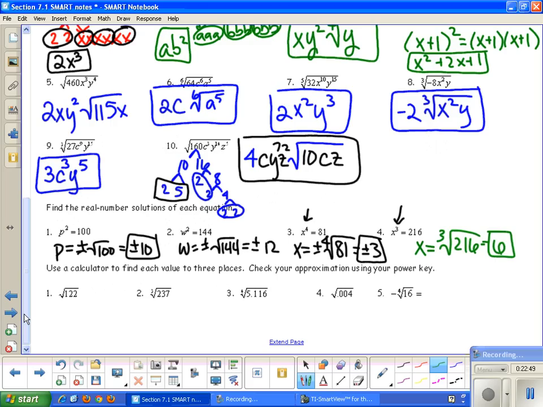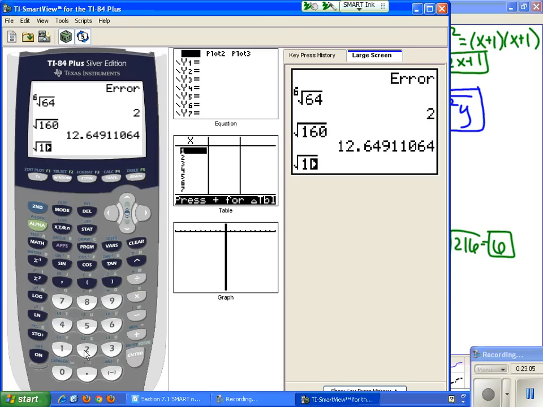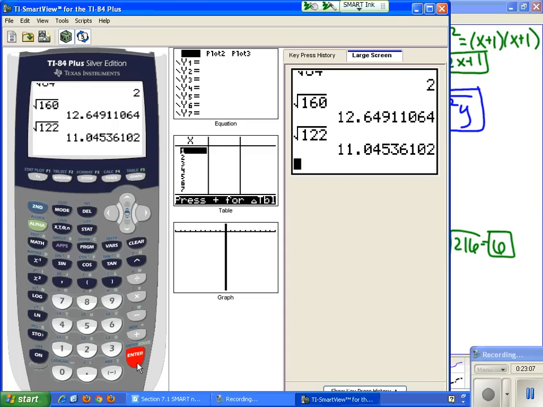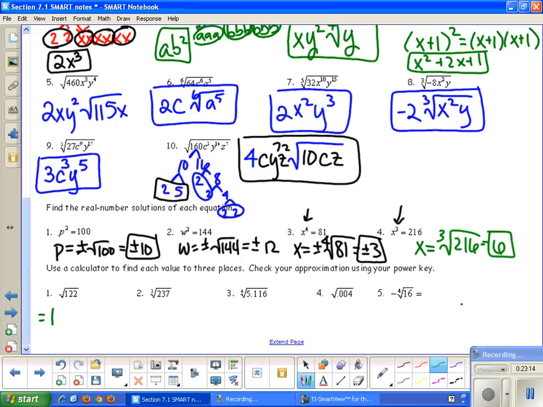So for these next ones, you're just evaluating using your calculator, and you're going to round to 3 places. So you can just go ahead and use your key that I showed you. So the square root of 122 would be equal to 11.045, and that's what I would write down. And then why don't you guys finish the rest of those on your own?